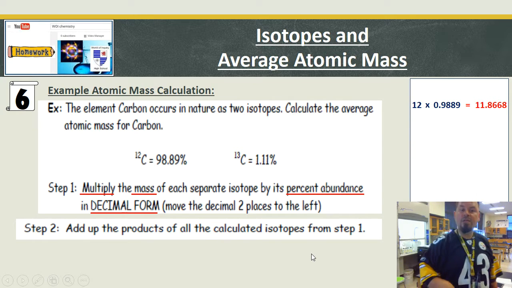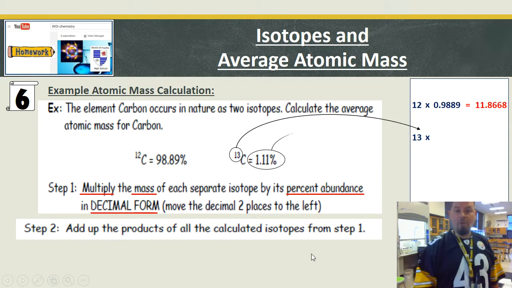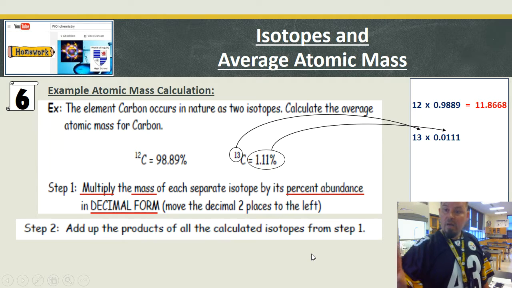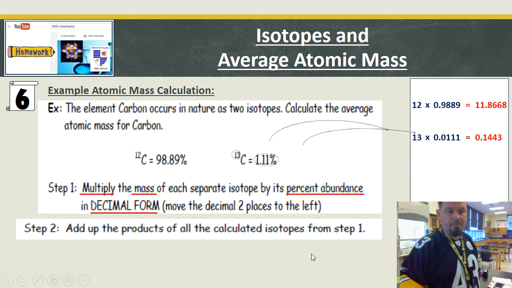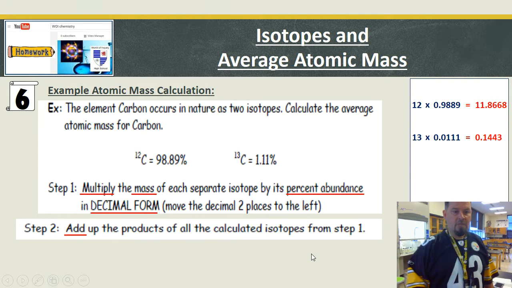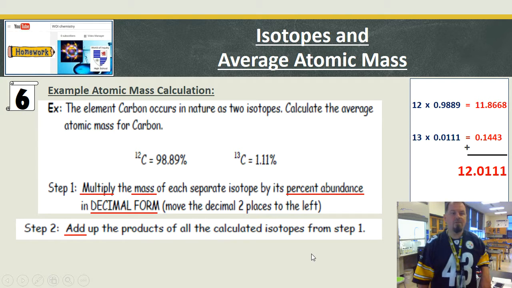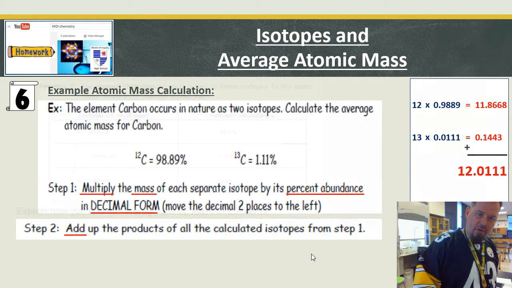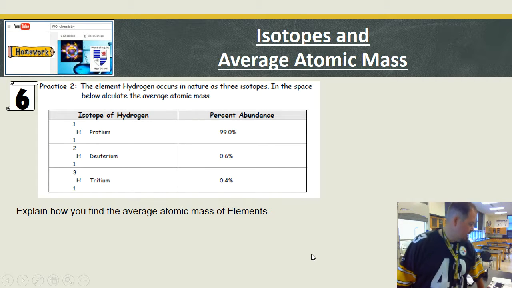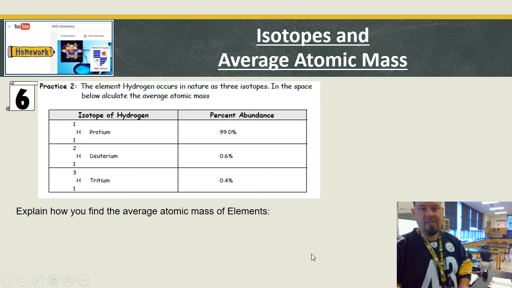Okay, good. Now I need to do it again for the next isotope. The mass of this one is 13. 1% of it is 13. Again, in decimal form, and I get an answer. Then, next step, add them all up. Add up the products of all the calculated isotopes, and I get a number. Boom, and that's exactly what the number is for carbon on the periodic table. Okay? Good? Okay, deep breath. All right, now this one, I don't have it animated, so I'm going to have to use a handy-dandy calculator. I'll pull that up on my phone, and I'll step to the board and do the same thing.